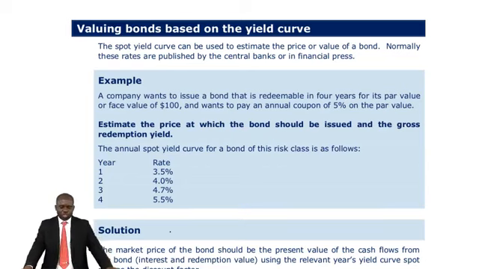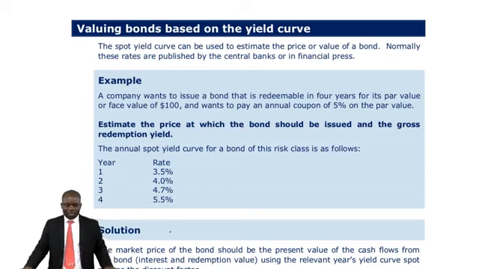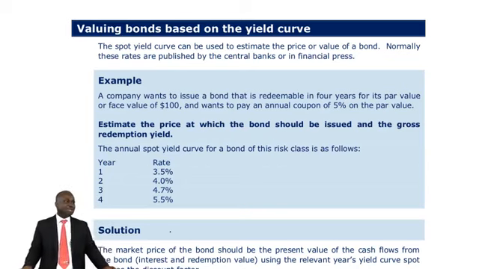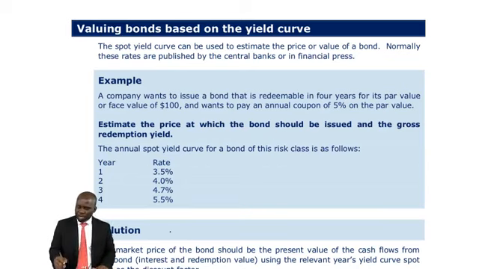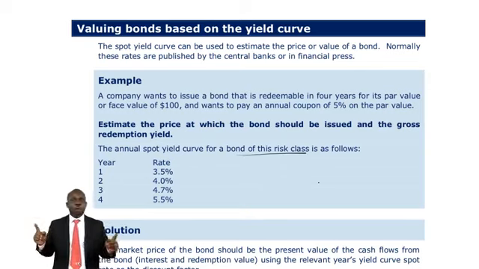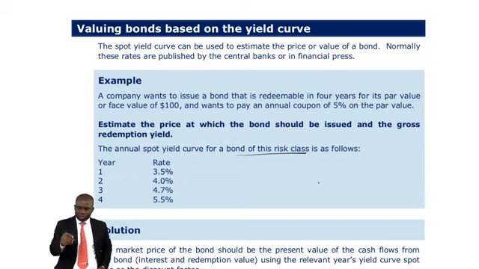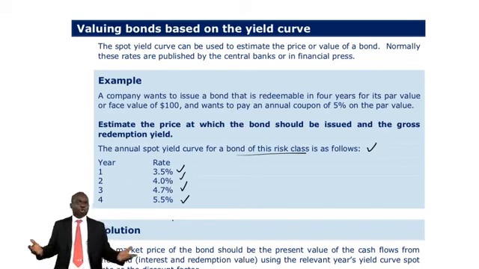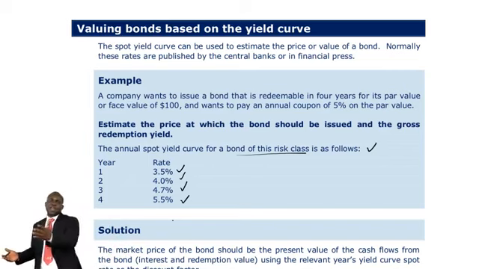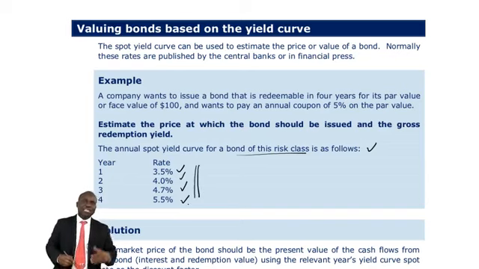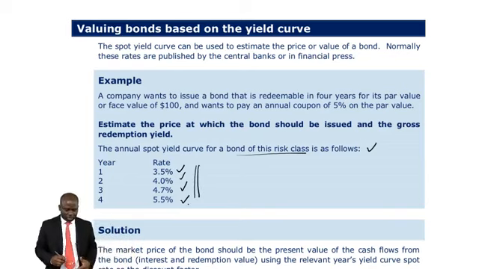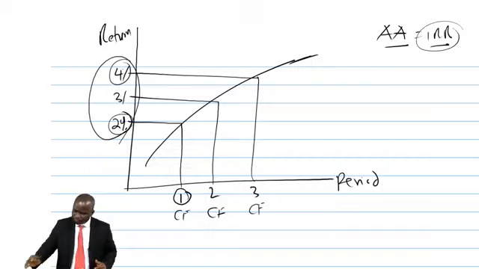The annual spot yield curve for a bond of this risk class is as follows. Year 1 up to year 4, those are the interest rates. As long as this bond falls within the same class, bonds of the same risk class are supposed to have the same return. So this bond, year 1, because it also belongs to this class, this is the return. Year 2, year 3, and year 4. What will be the value of the bond? It is the present value of the cash flows discounted using the respective interest rate. So what am I going to do here?